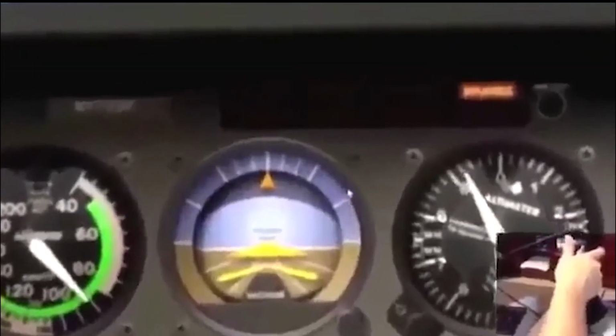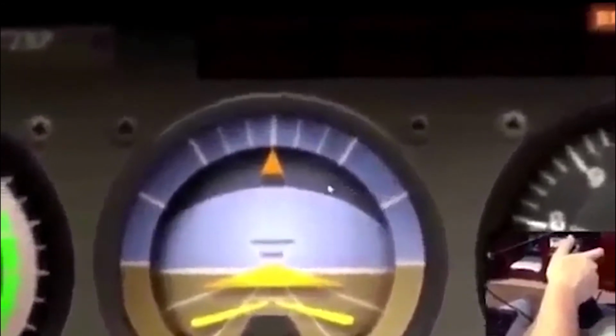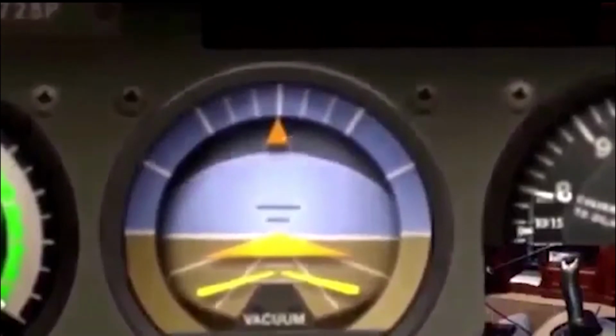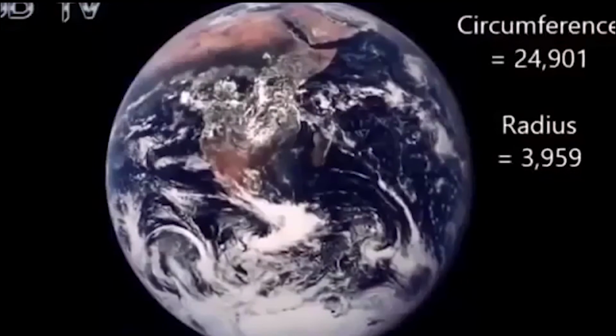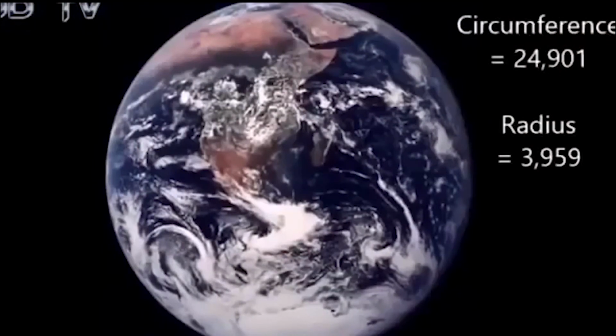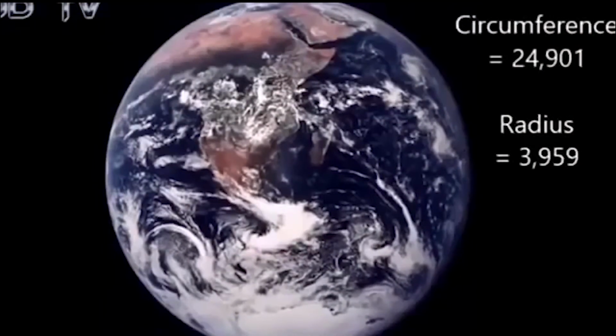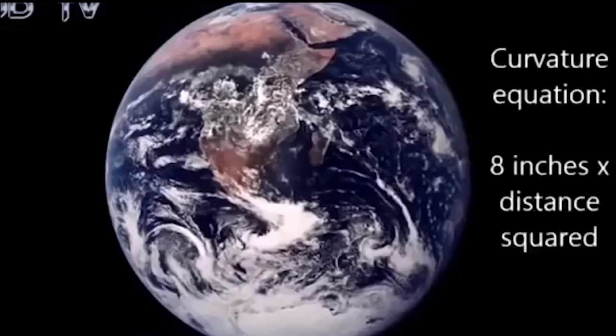They keep the plane level just like we keep the car level with a steering wheel. But how many of us have considered the exact curvature? So there's the pretty blue marble that NASA claims we are living on, with a circumference of 24,901 miles and a 3,959 mile radius.